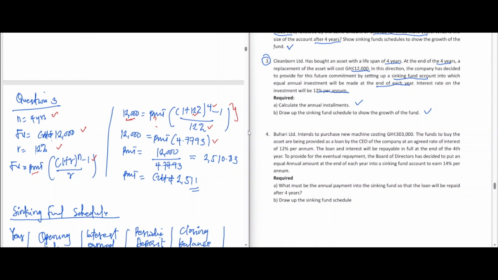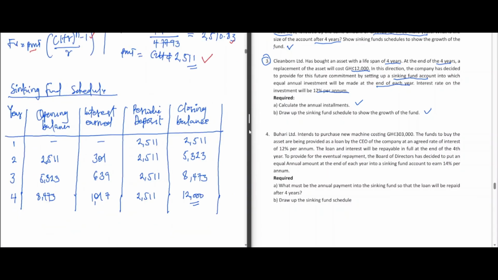So we now make our PMT the subject. We divide both sides by 4.7793, right? So our PMT is equal to 12,000 over 4.7793, which gives us a final value of 2,510.83. So at the end of the day, our annual installment will now be 2,511 Ghana cedis.